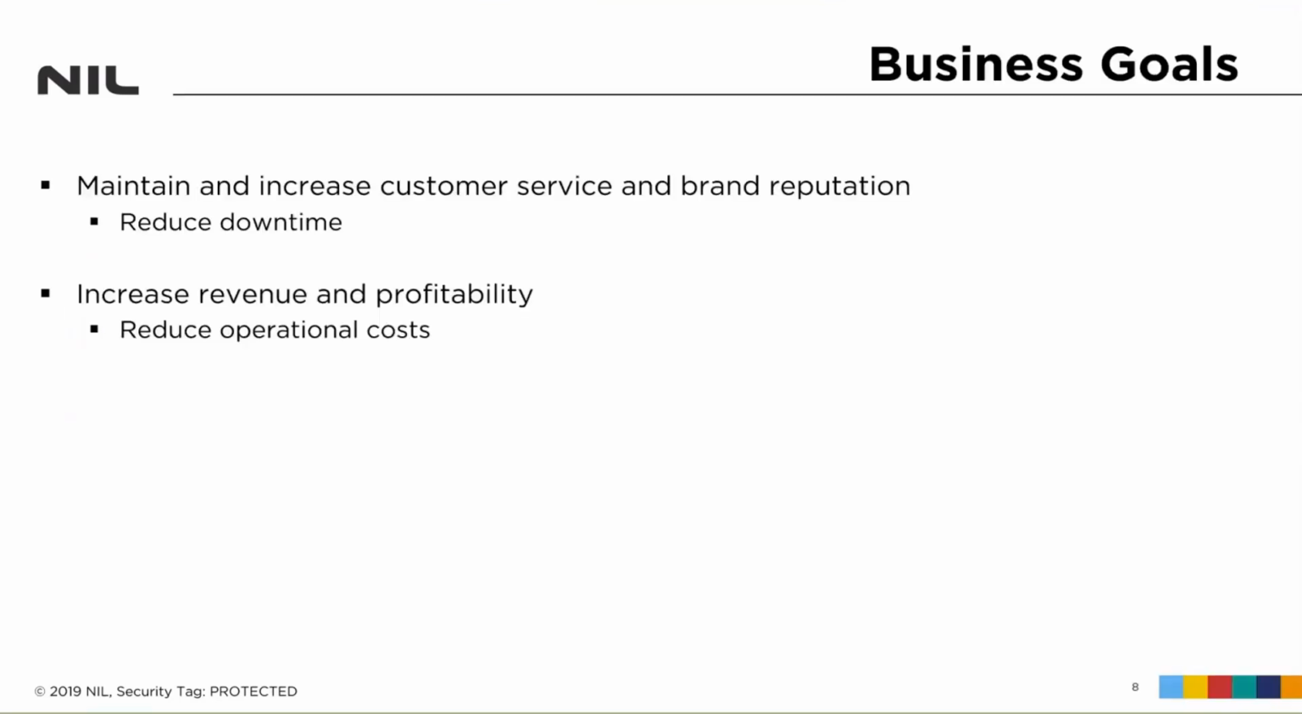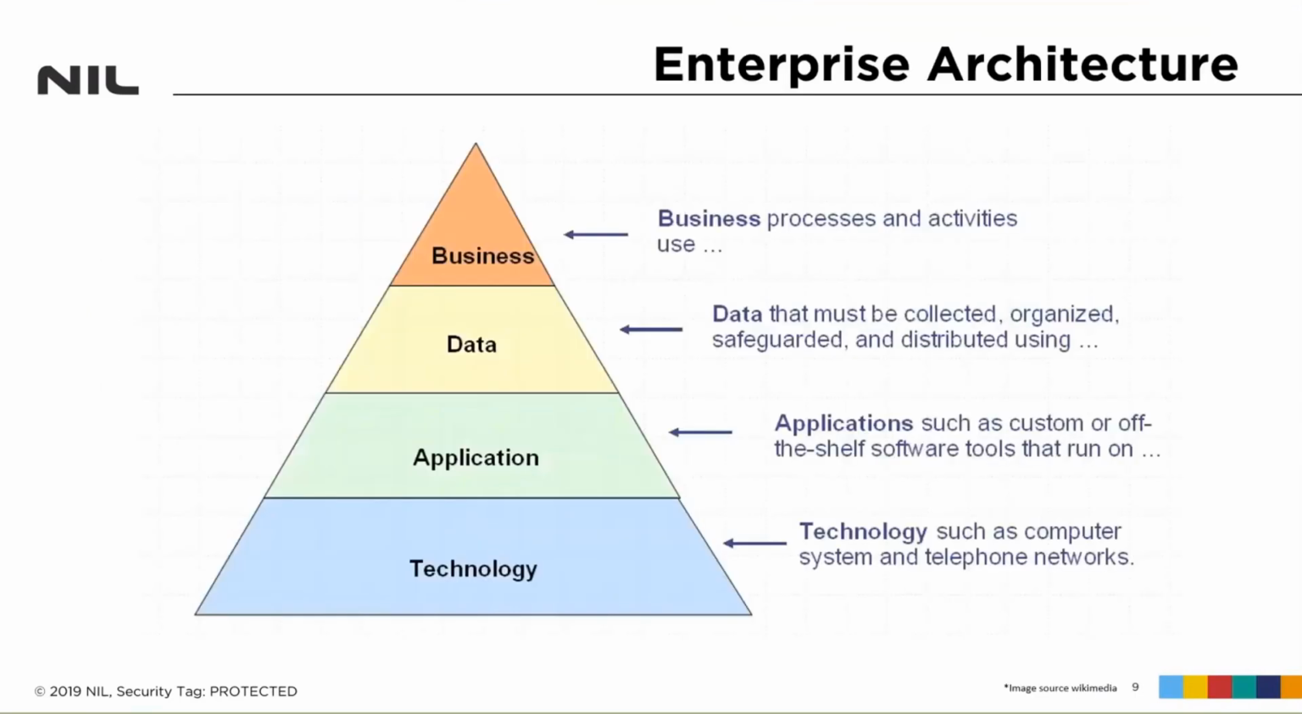All businesses have defined goals. Most common goals are to maintain and increase customer service and brand reputation, and to increase revenue and profitability. As an example, targets in the goal scope could be to reduce downtime and reduce operational costs. The goals and targets could be relevant or obsolete, but most important, they must be measurable.